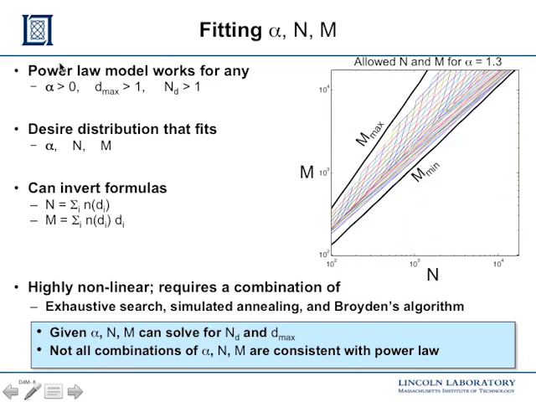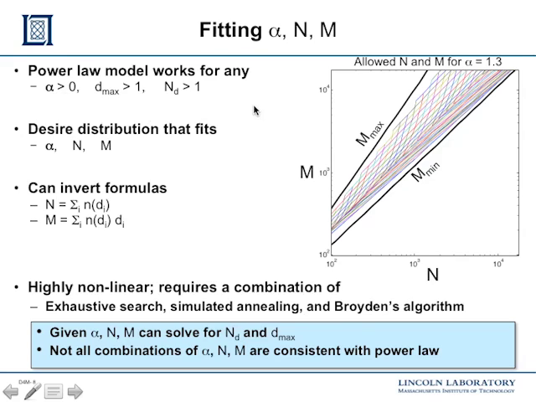As I said before, our three parameters were alpha, which is greater than 0, D max, which is the degree of the highest degree in the data, which we're saying is greater than 1, and then this parameter ND, which roughly corresponds to the number of bins. So we can generate a power law model for any of these values that satisfy these constraints. So that's a large number.